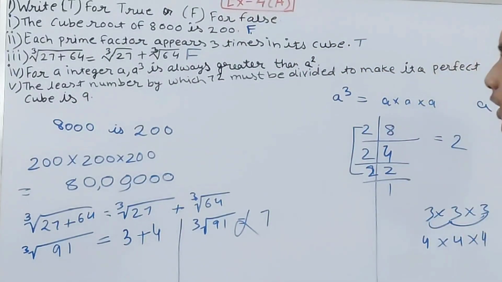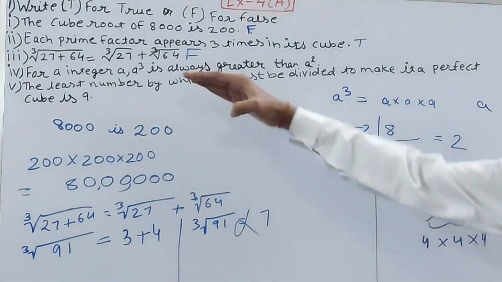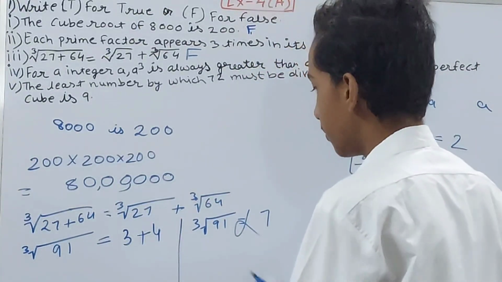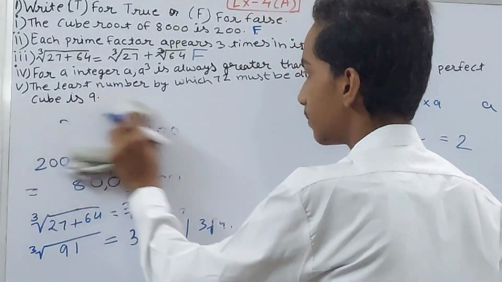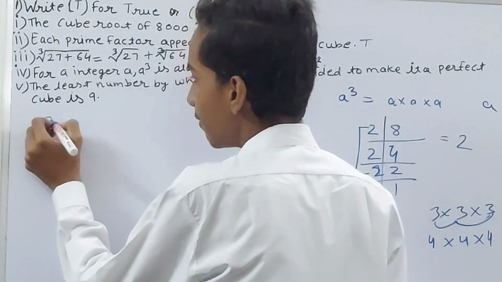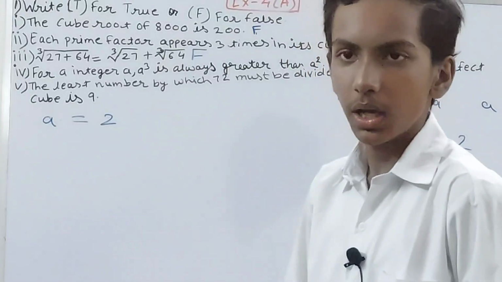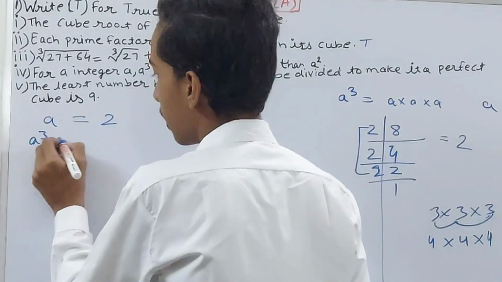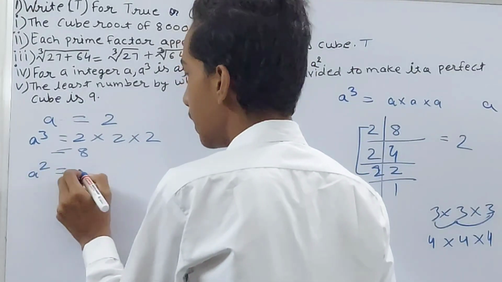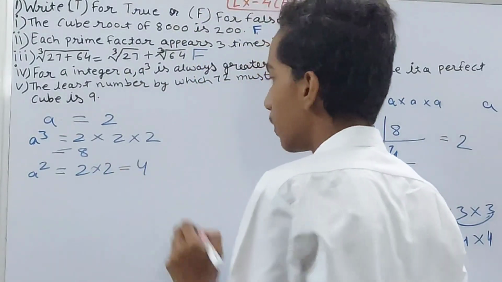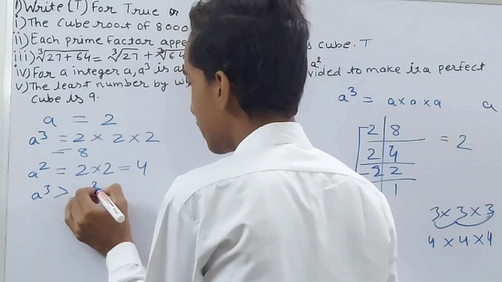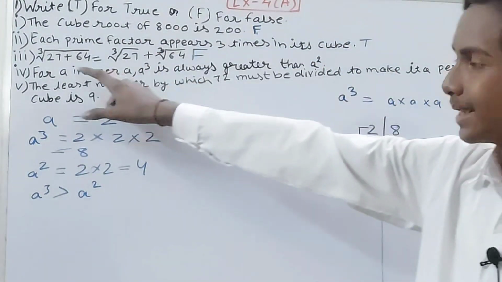For an integer a, cube is always greater than square. You can see that if I have, let us say, some 2 integers, let me show you over here. If I have, let's say, the value of a as 2, then a cube will be 2 into 2 into 2, that is 8, and a square will be 2 into 2, that is 4. You can see 8 and 4. So of course here a cube is greater than a square, but they have said a is an integer.